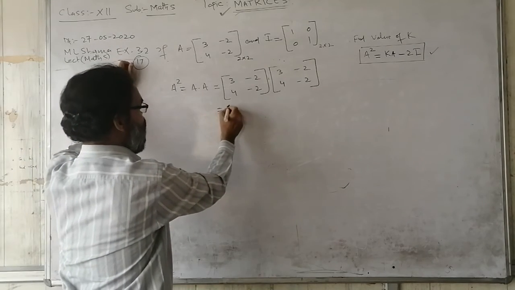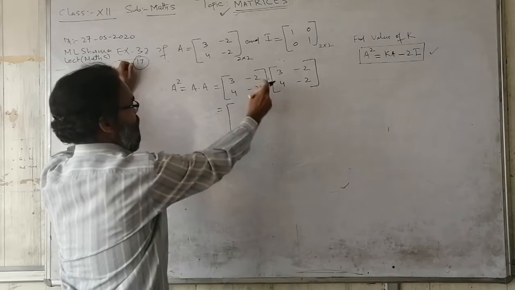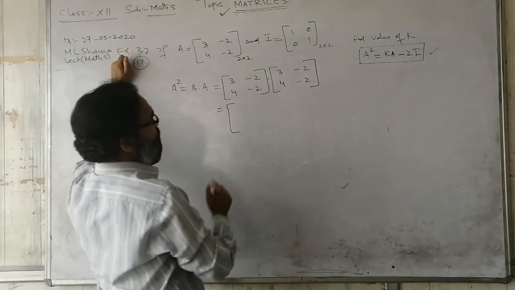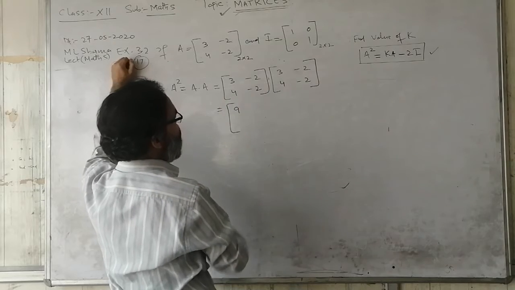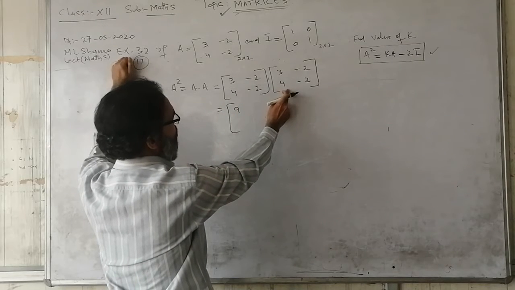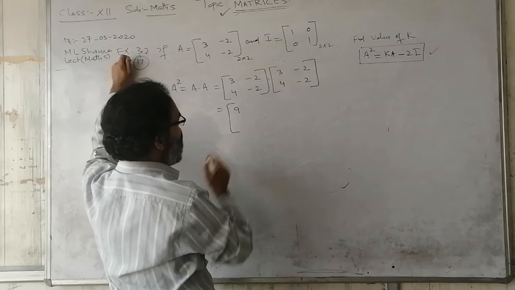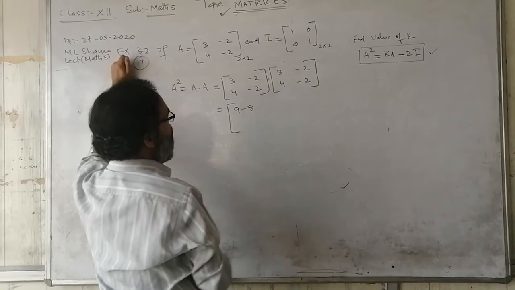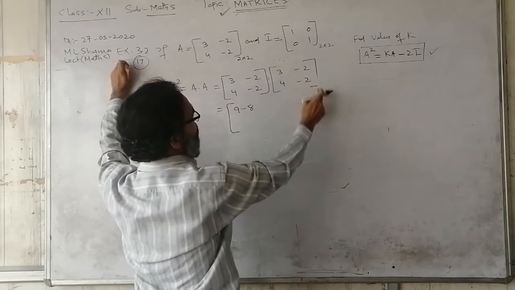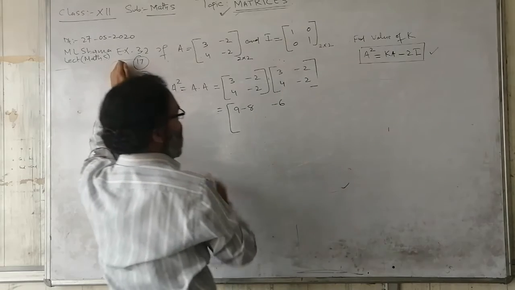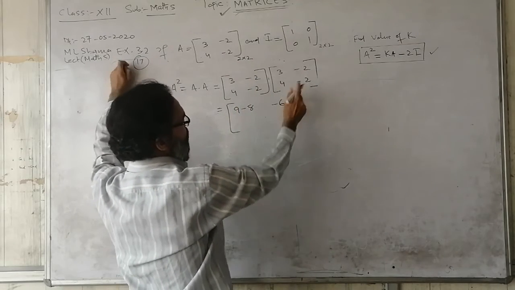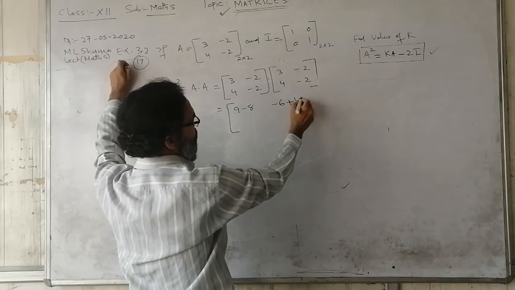So this will equal to, if I multiply again row into column wise, so this 3 into 3 will be 9, then minus 2 into 4 it will be 8, then same row, so 3 into minus 2 minus 6 here, then 2 multiplied by minus 2 will give 4.